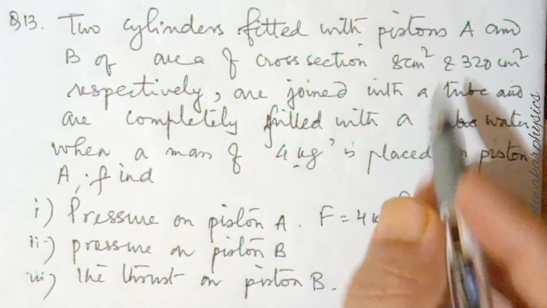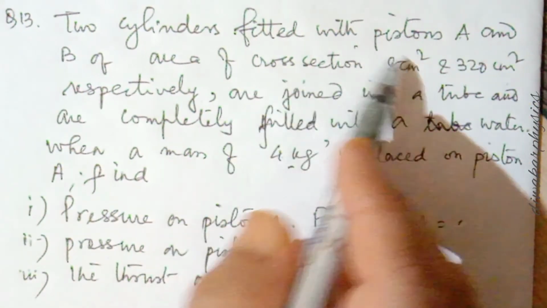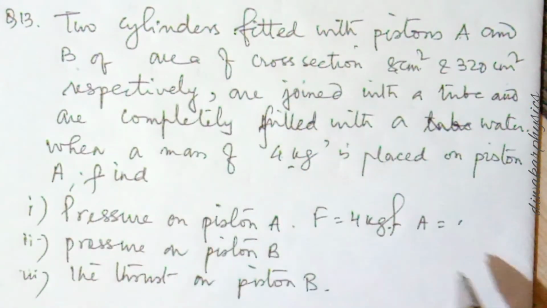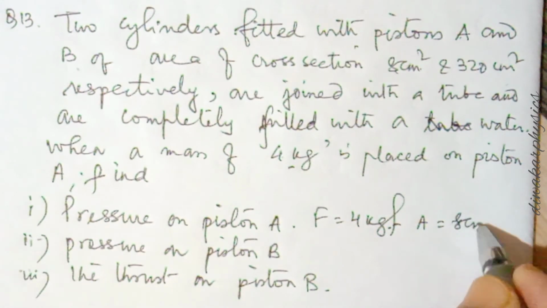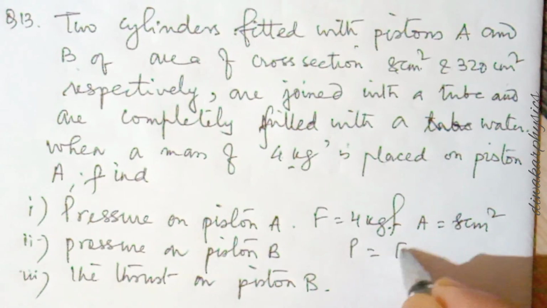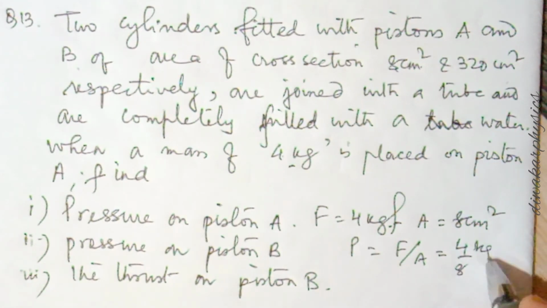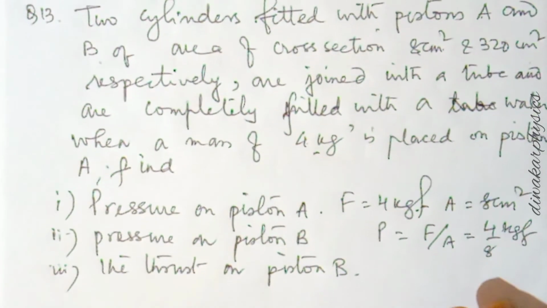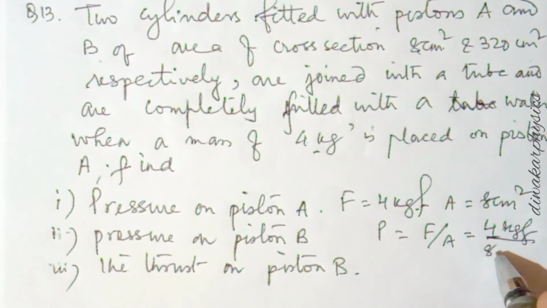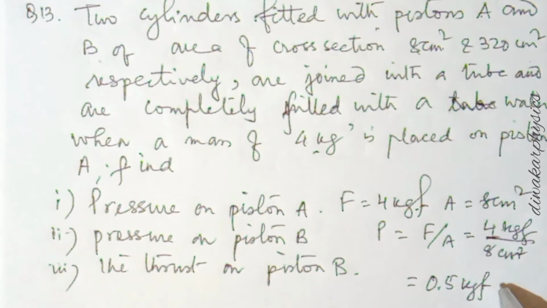Area is how much? Area you can see here, A 8, B 320 centimeter square respectively. So area is 8 centimeter square. Then what is the pressure? Force by area. So 4 kgf by 8 centimeter square. So the answer will be 0.5 kgf per centimeter square.